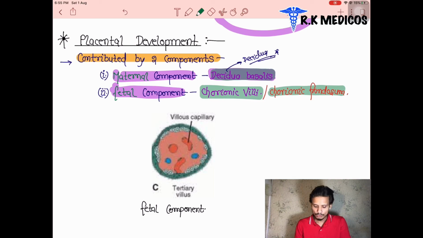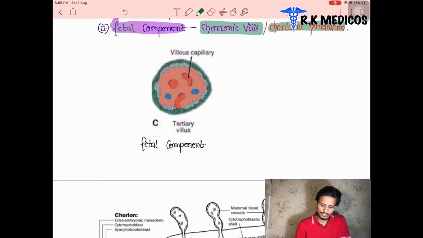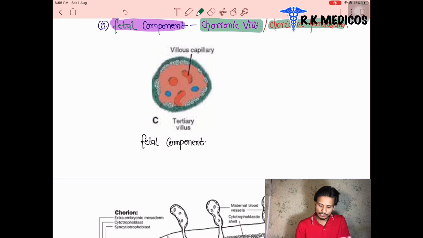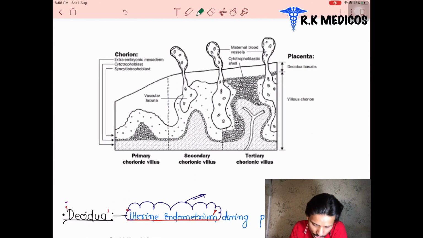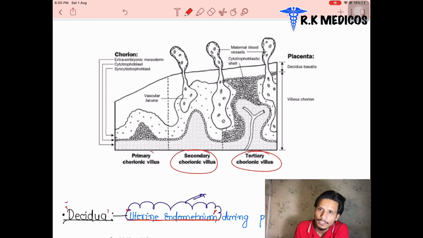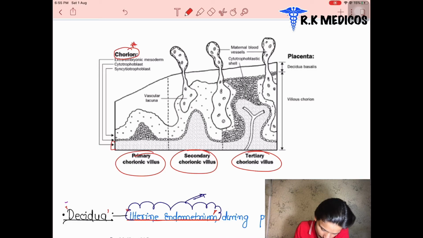Simple. So we can see here, this is the fetal component, that is the tertiary villi, and the tertiary villi has a venous capillary, that is, a blood vessel. You can also see in this picture the tertiary villi, secondary villi, and primary villi. They are the three villi, and inside them we can see the chorion. Now the chorionic villi is formed. The lowest layer is the extra-embryonic mesoderm. Just above it is the cytotrophoblast inside, and the syncytiotrophoblast outside. So that is the sequence.